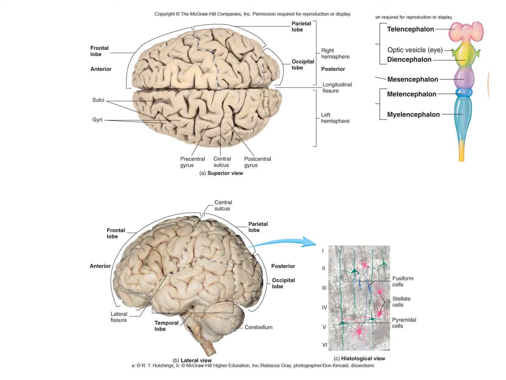So by far, our largest brain region is the cerebrum. As the cerebrum grows, it expands and comes to fold over like the top of a mushroom. It folds over the top of all the rest of the brain structures.